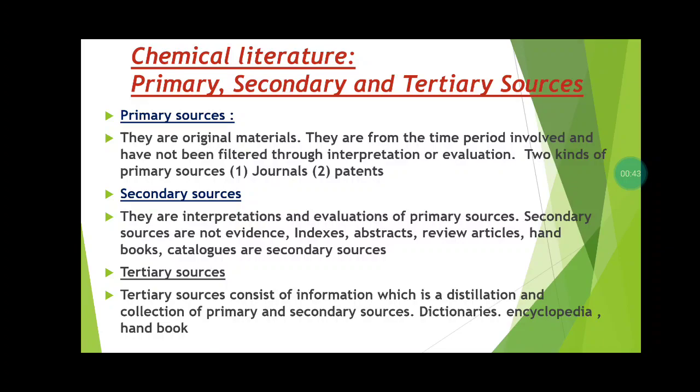Chemical literature can be broadly divided into three categories: primary, secondary, and tertiary. A primary source publishes the original results of laboratory investigations, and there are two types of primary sources: journals and patents. Whereas secondary sources are interpretations and evaluations of primary sources, and they include indexes, abstracts, review articles, handbooks, catalogs, etc.